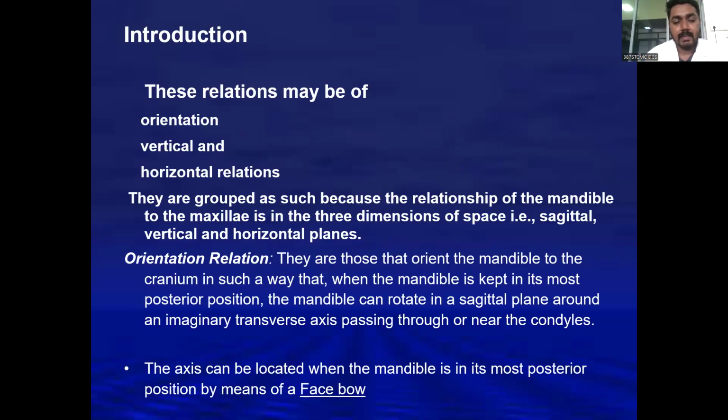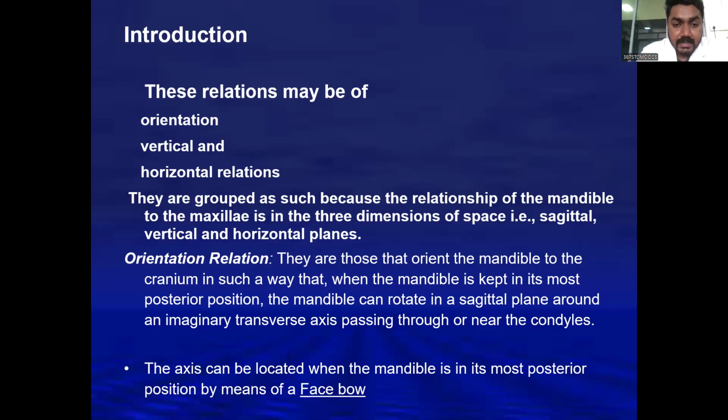When we are fabricating complete dentures, we have three types of jaw relation. One is the orientation jaw relation, then the vertical jaw relation and the horizontal jaw relation. Orientation jaw relation means the maxillary plane has to be oriented in relation to the cranium. Only then will we be able to establish the relationship between the maxilla and mandible properly. They are grouped as such because the relationship of the mandible to the maxilla is in three dimensions of space, that is sagittal, vertical, and horizontal planes.